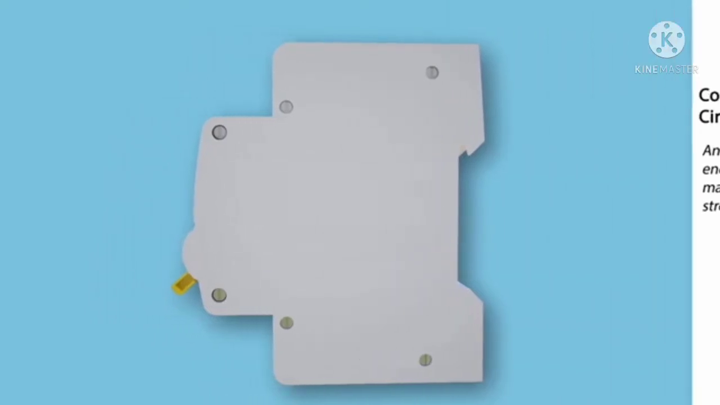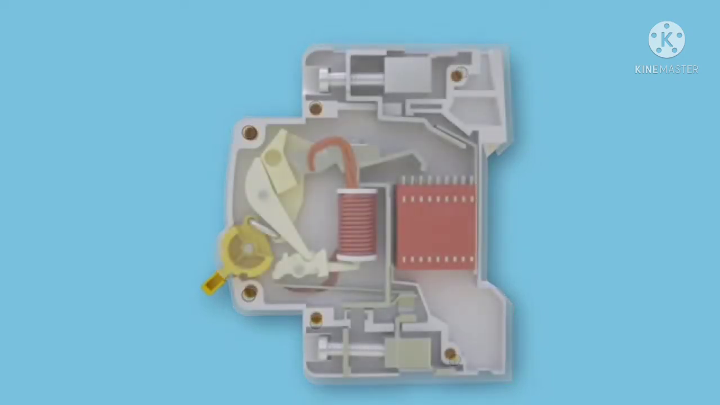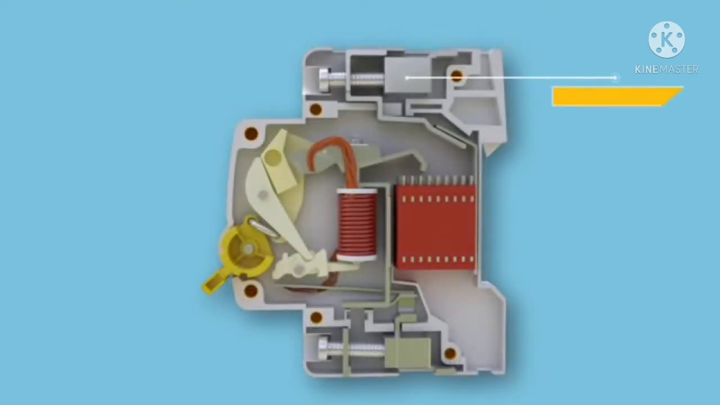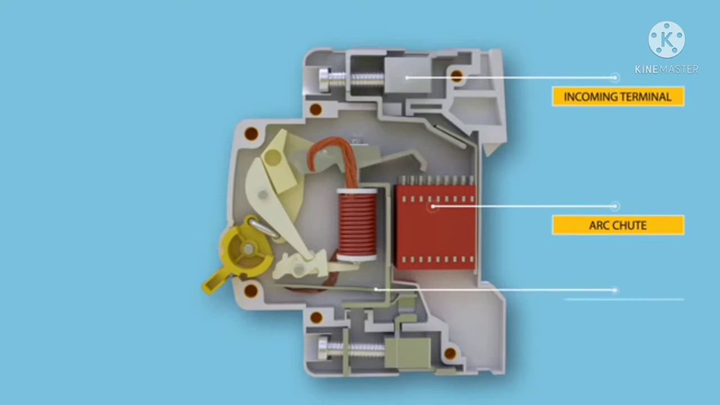Next, construction of a circuit breaker. An MCB has a complete enclosure in a molded insulating material. This provides a mechanically strong and insulated housing. Okay, so the first point is the incoming terminal, and this red box, what is that? Arc chute. What is it? Arc chute. Is it clear? Yeah. And the third one that it shows is the bimetallic strip. What is that? Bimetallic strip.